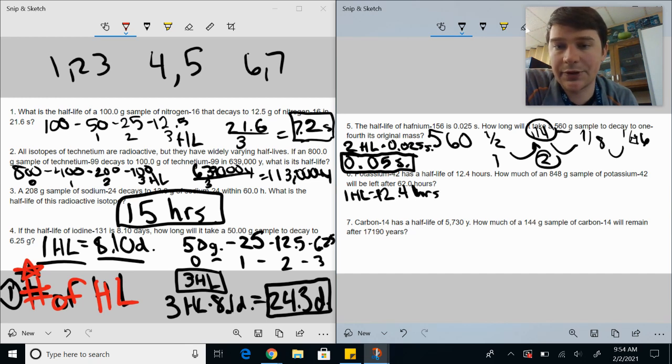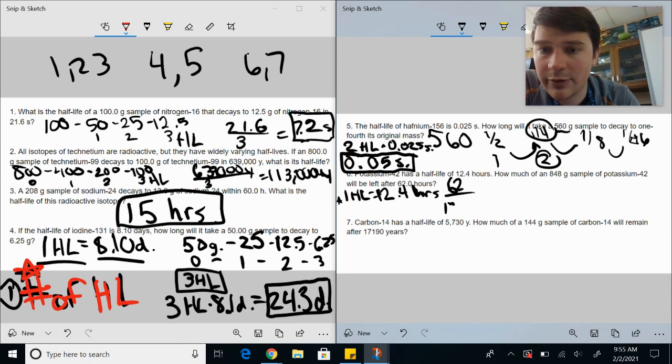So this one's a little tricky. We're going to have to figure out how many times this number goes into this number, 12.4 goes into 62. So 62 divided by 12.4, that's going to give me a nice answer of 5 half-lives have passed.